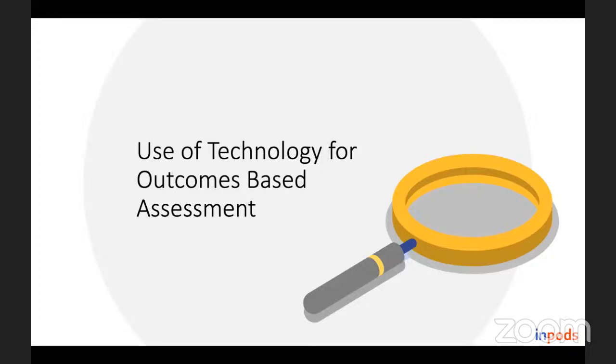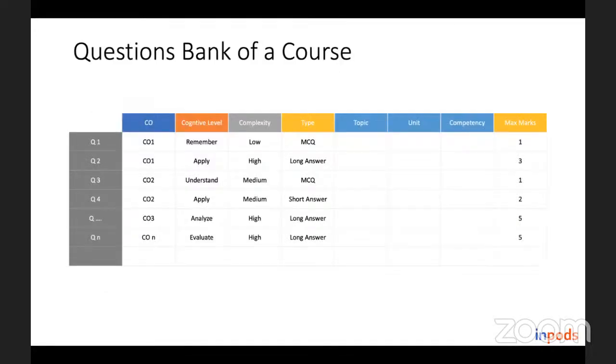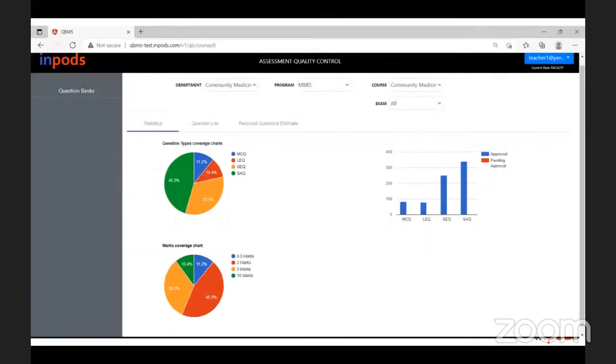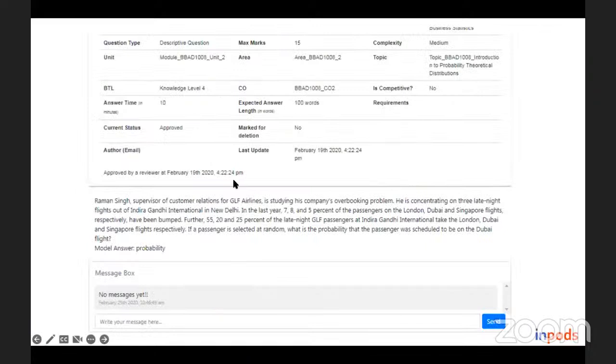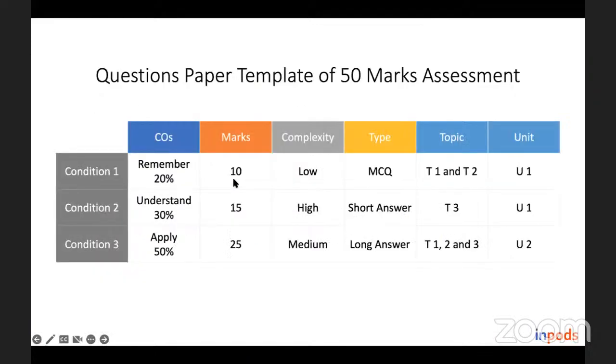But that process could be completely automated, and the teacher can directly go and take a look at the attainment and take remedial actions to improve the performance of the students. So that is basically the importance of using technology. You can build question banks, and these question banks can be used for designing question papers, which will have a certain distribution of the questions related to the course outcomes.